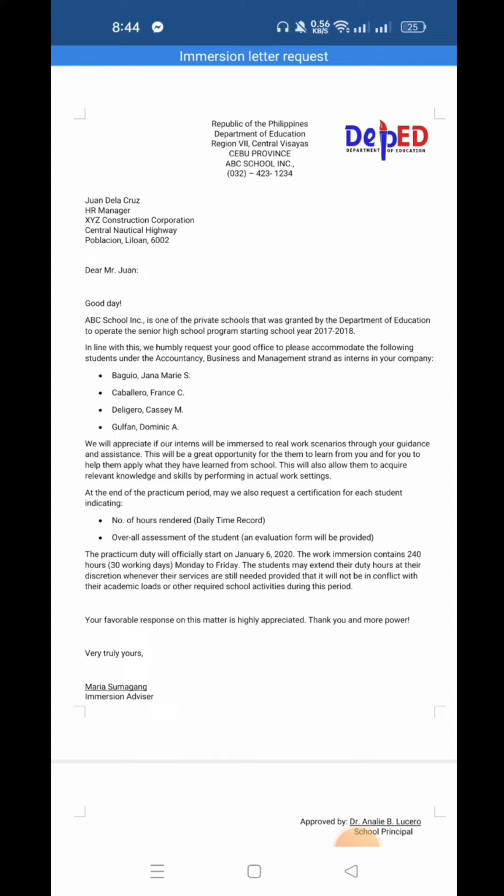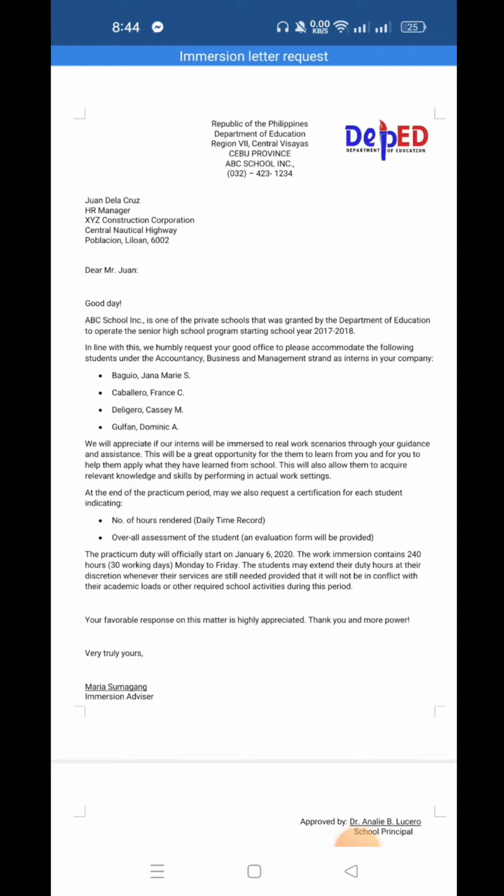And then indicate your request in the next paragraph. In line with this, we humbly request your good office to please accommodate the following students under the accountancy, business, and management strand as interns in your company.